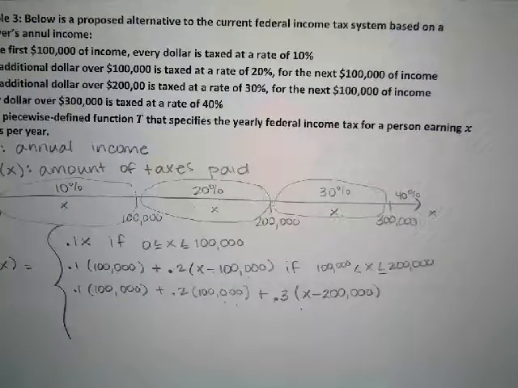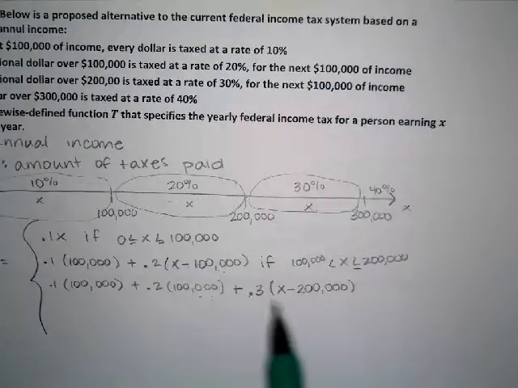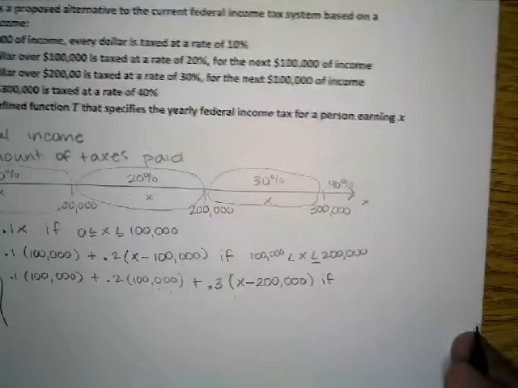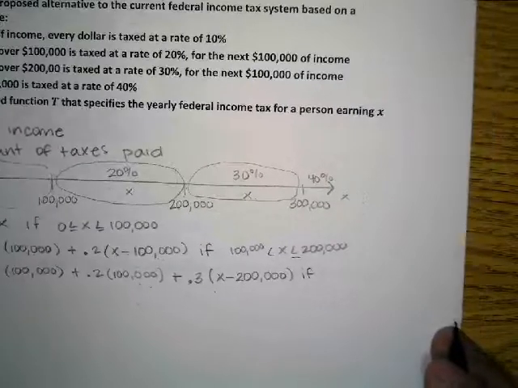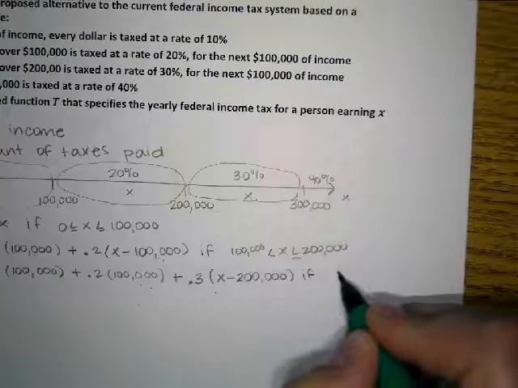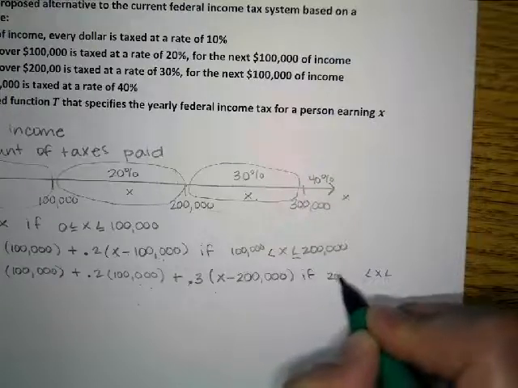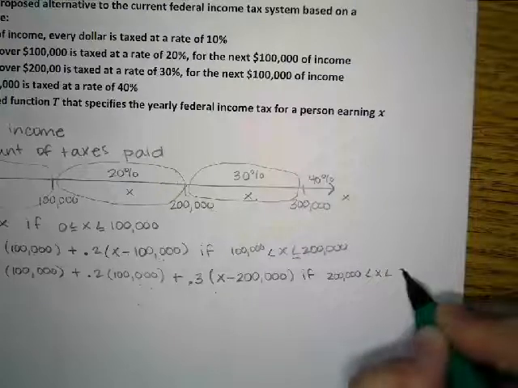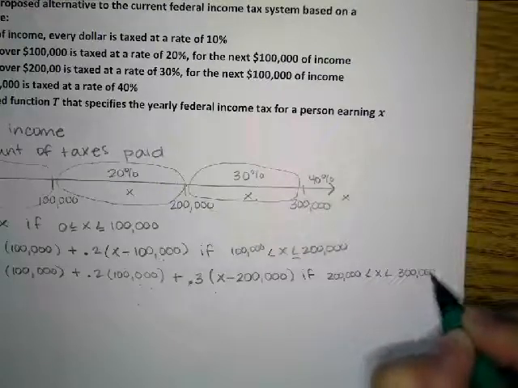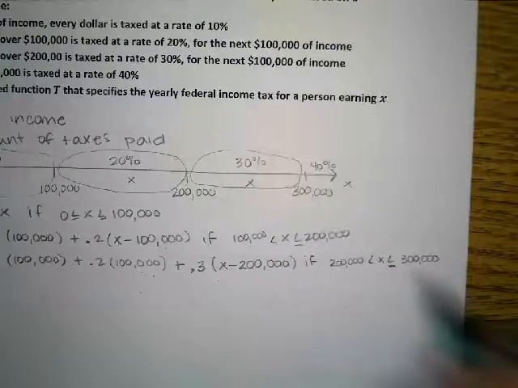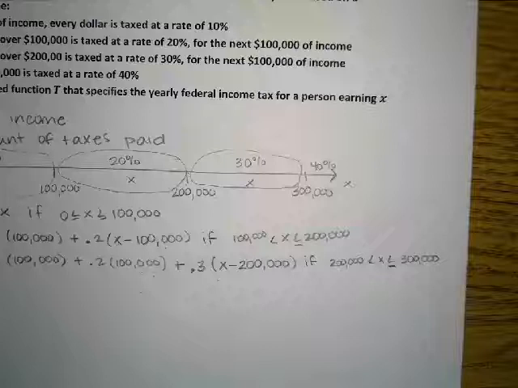And this is happening if my income amount is between what and what? 200,000. If X is between 200,000 and 300,000, do we have an equal to in there? Yes, it could be equal to 300,000. Put the equal to with the 300,000. And then what do I do? The last one.